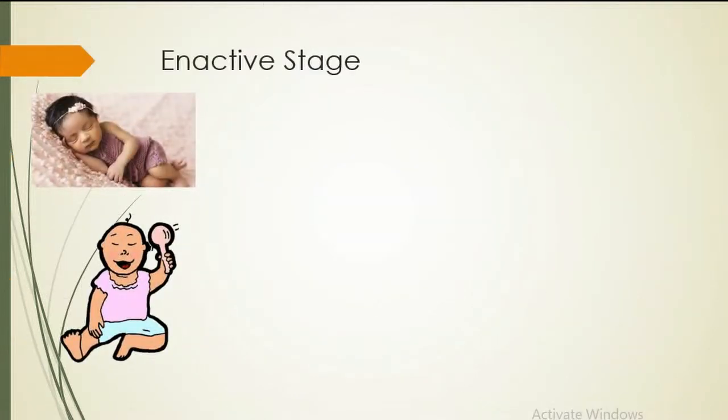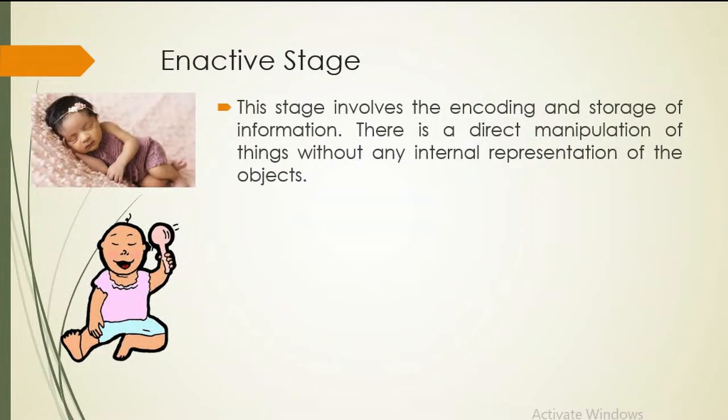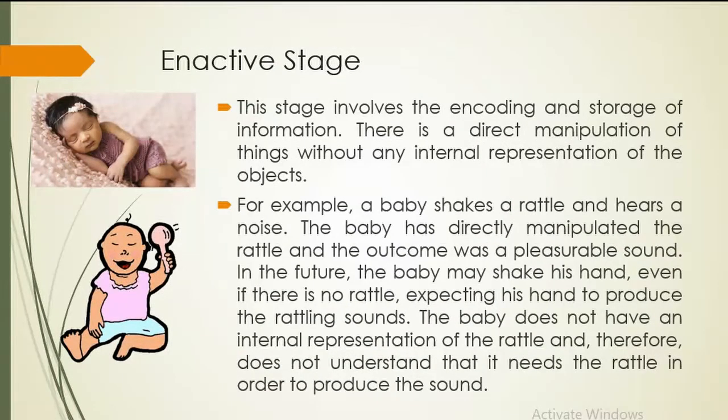Enactive stage. This stage involves the encoding and storage of information. There is a direct manipulation of things without any internal representation of the objects. For example, a baby shakes a rattle and hears a noise. The baby has directly manipulated the rattle and the outcome was a pleasurable sound.